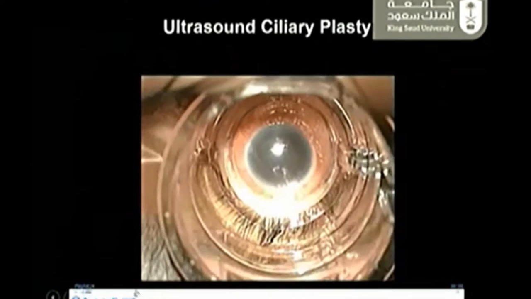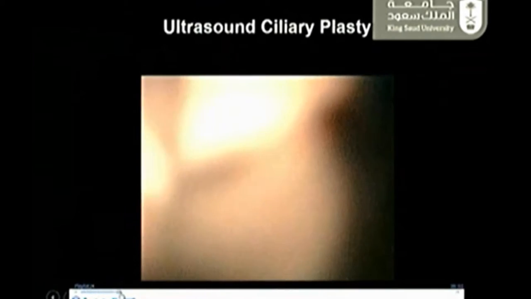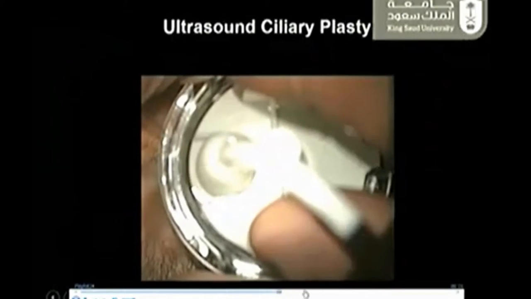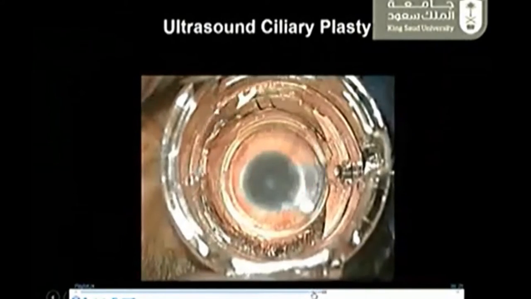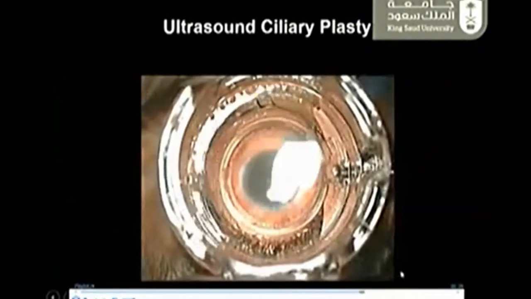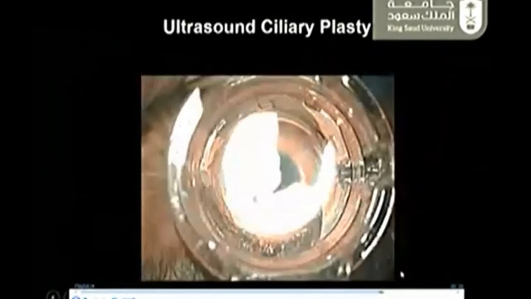So what you need to do here simply is to apply the cone centrally. After that, you will apply the ultrasound probe. You will fill it with BSS so that you will allow the ultrasound to go toward the ciliary body. The treatment will take 2 minutes and 54 seconds approximately. After that, you will drain the BSS again and you will remove the cone.